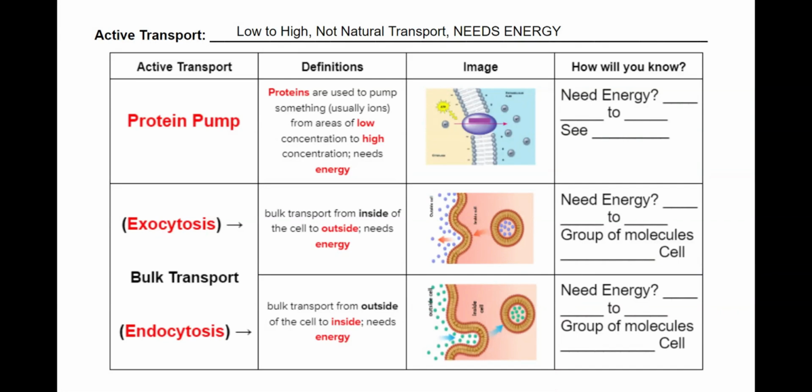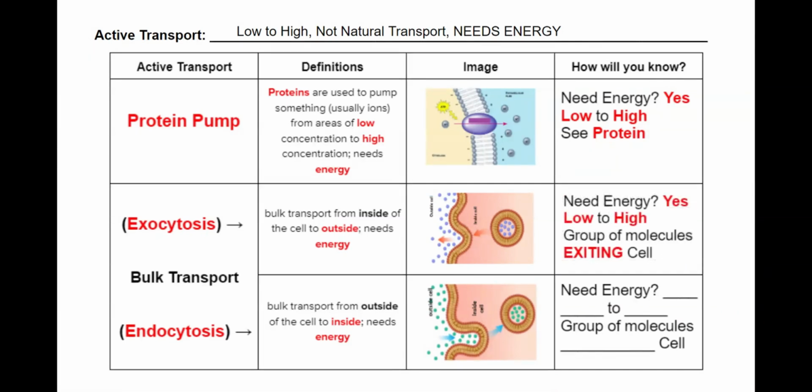Now let's go on and fill out our how do we know. We know that protein pumps need energy. They go from high to low, or sorry, low to high, and you're going to see a protein. Exocytosis needs energy. It's going to go from low to high. It's a group of molecules exiting. Endocytosis needs energy. Yes, it does. Low to high. It's a group of molecules entering the cell.